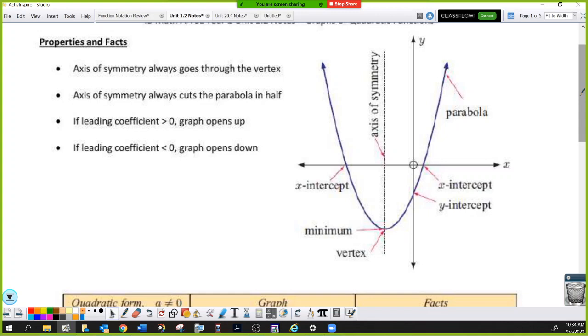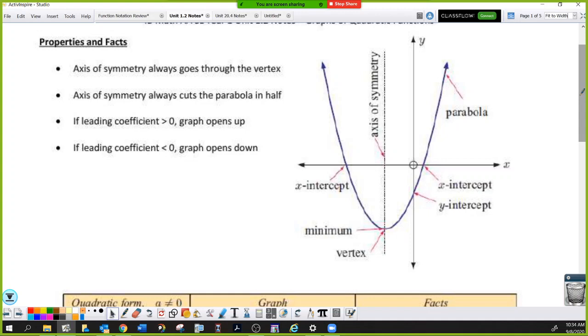Well, symmetry literally means can be cut in half. So the axis of symmetry is going to cut the parabola in half. The number on the front, if you remember your end behavior stuff, or maybe even just some basic transformation stuff, the number on the front of the quadratic, the leading term, the thing that's in front of x squared, if it's positive, that graph goes up. Why? Because positive people smile. And if it's negative, that graph goes down. Why? Because negative people frown.